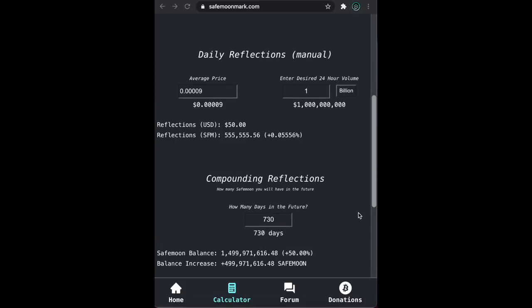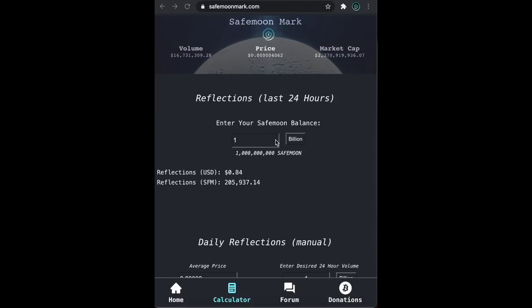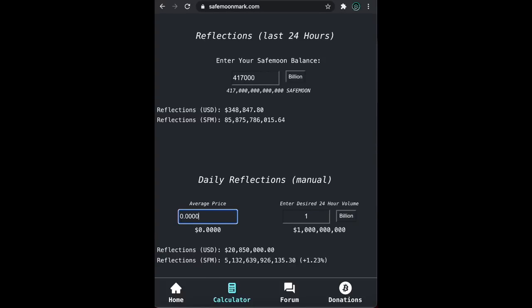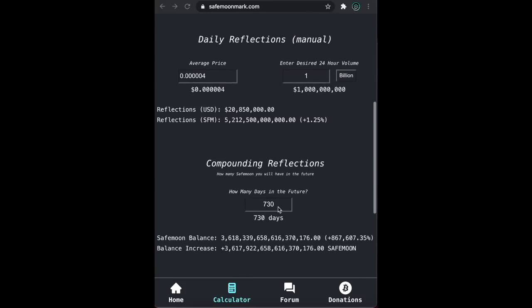If you want to see projections of the burn wallet, remember that burnt tokens are nothing more than the burn wallet's reflections. So just simply plug in how many SAFEMOON the burn wallet currently has into our SAFEMOON balance field. At the time of making this video, the burn wallet has 417 trillion tokens, so you plug that in and see what spits out.